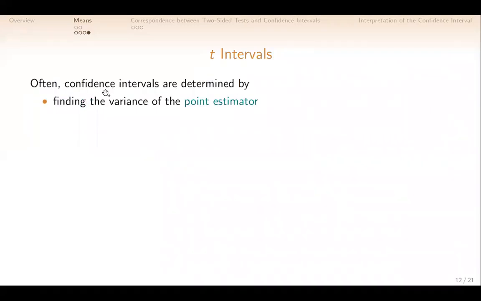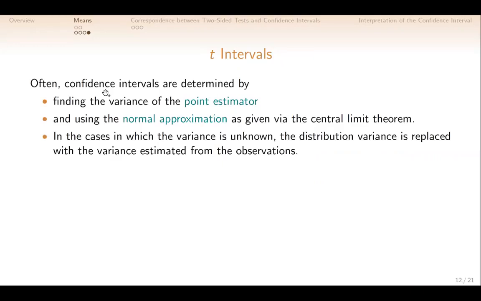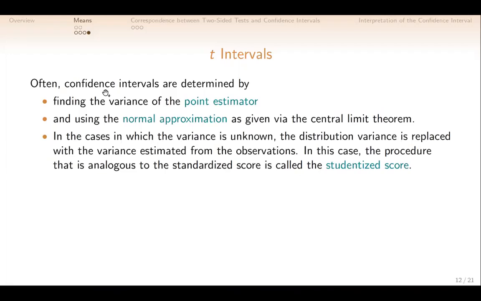Okay, so the confidence interval is typically determined by finding the variance of the point estimator using normal approximation. So we use the t distribution all the time, even if we don't know that my data are normal. And so we use a normal approximation as given by the central limit theorem. And when we did the t-test, I gave you sort of rules of thumb about when you can use the normal approximation, and you can do the same thing here. So in the case where the variance is unknown, the distribution variance is replaced by the variance estimated from the observations.